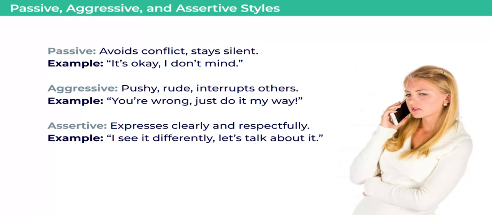It's not very nice. So, we've got passive and laid back. We've got aggressive and in your face. And somewhere between the two, we have assertive. That's the balance we're trying to find, that point between passive and aggressive, that we can consider assertive. Assertive expresses clearly and respectfully. Example: I see it differently. Let's talk about it.